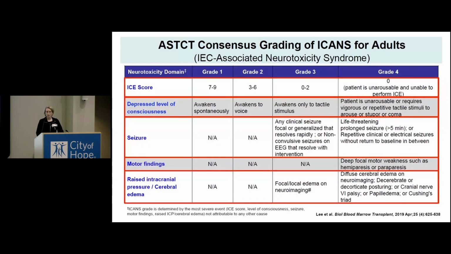So Chelsea spoke about the ASTCT consensus grading criteria for CRS. They also have one for ICANS for adults. The ICE score is the top line. Anything less than 10 is considered abnormal in an adult patient population. And then the provider assesses the remainder of the components, which include the level of consciousness, if the patient experiences seizures, motor findings, and then hopefully not, but increased intracranial pressure and cerebral edema.